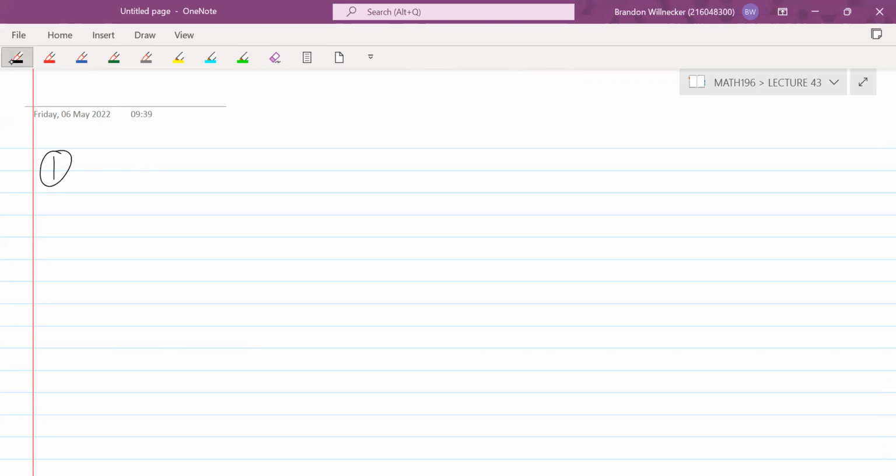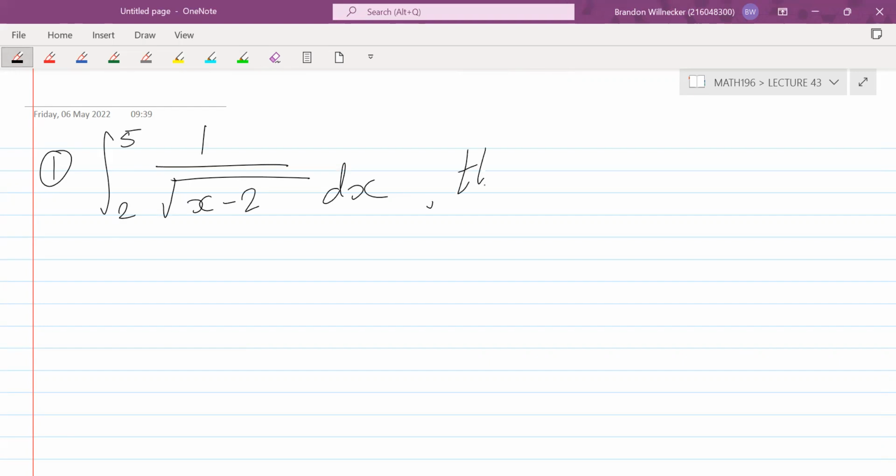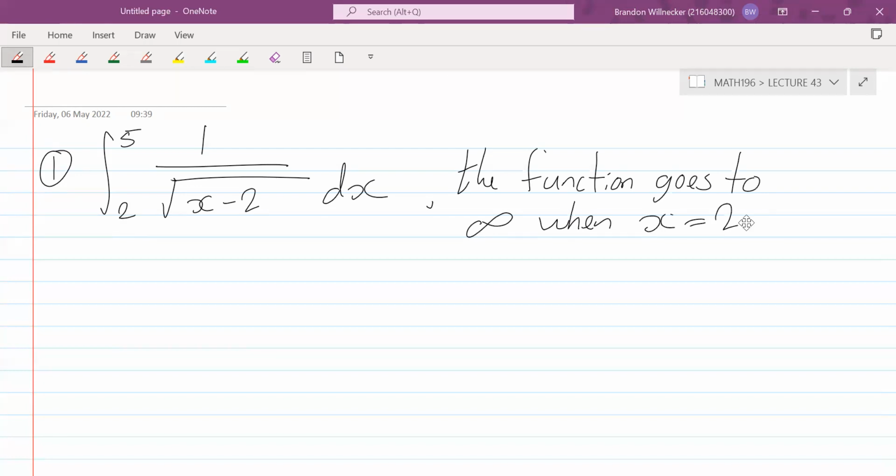Okay, so the first example, we have the integral from 2 to 5, 1 over the square root of x minus 2 dx. Now, we know that this function is discontinuous at x equals 2, because the denominator is 0. So the function goes to infinity when x is equal to 2. So we need to find this integral in terms of the limit.